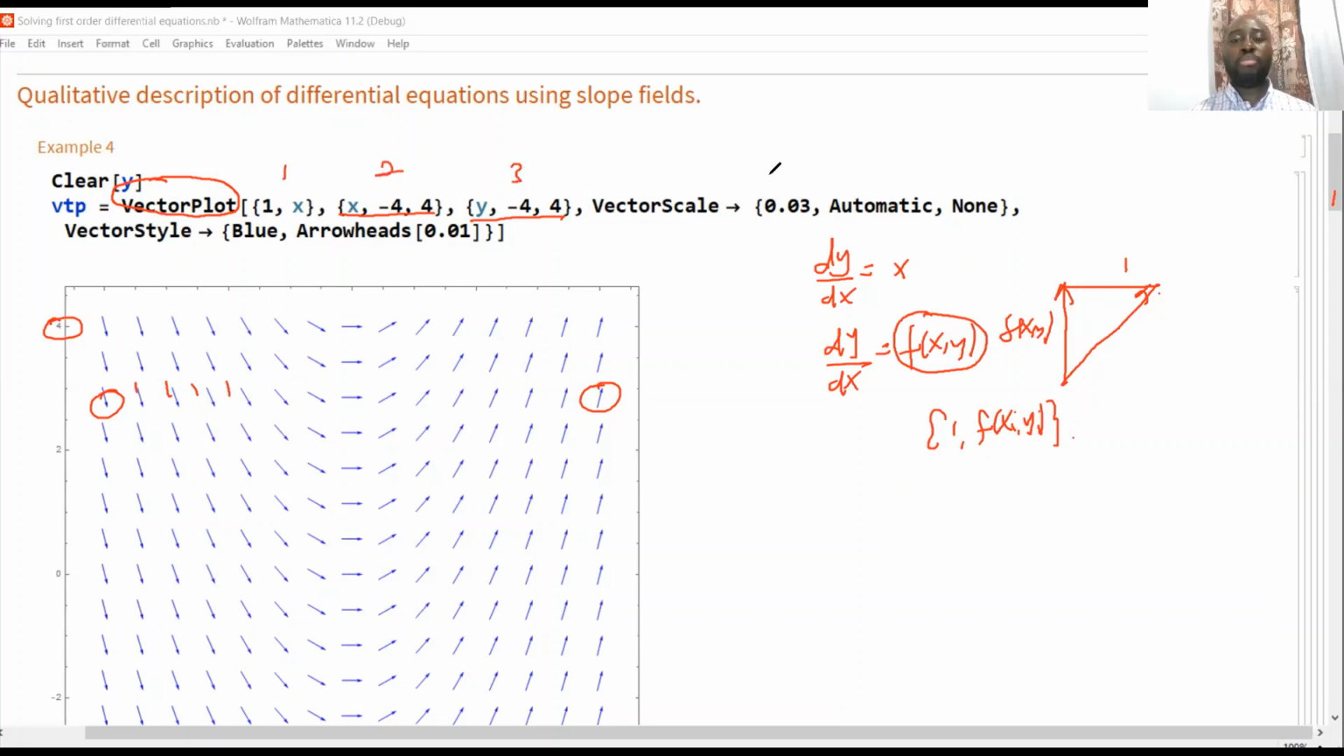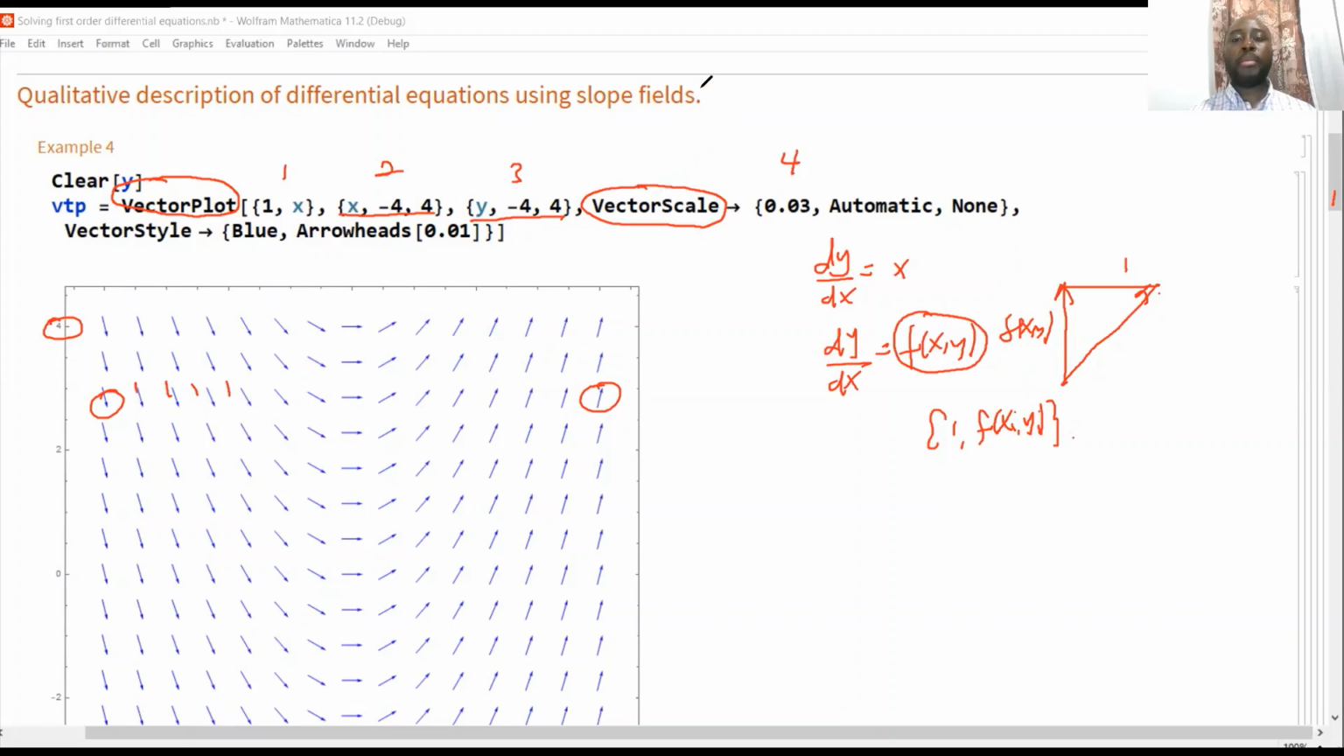Now, for the fourth argument, you are going to specify how you want your vectors to look. This option, VectorScale, allows you to control the size of your vectors and their orientation.